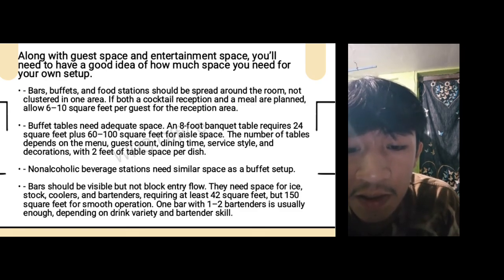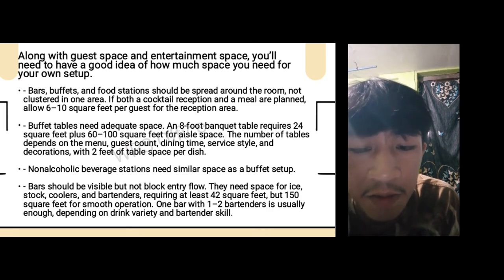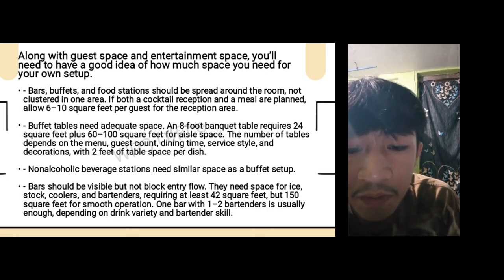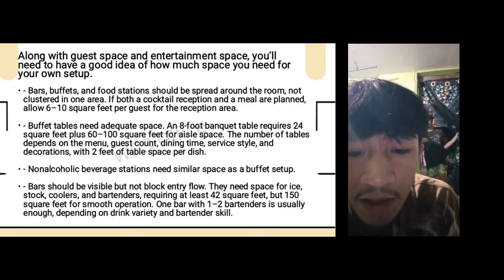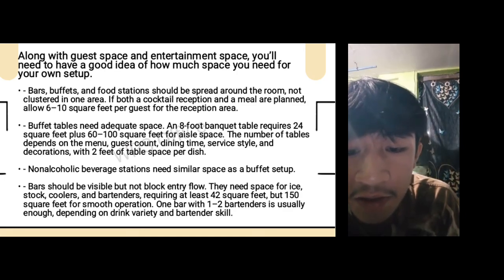A buffet table needs deck space, and an 8-foot banquet table requires 24 square feet plus 60 to 100 square feet for aisle space. The number of tables depends on the menu, guest count, dining time, service style, and decoration, with 2 feet of table space per dish. Non-alcoholic beverage stations need a similar space as a buffet setup.